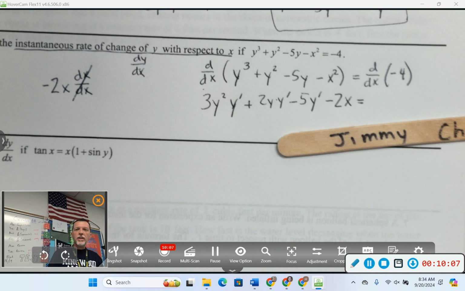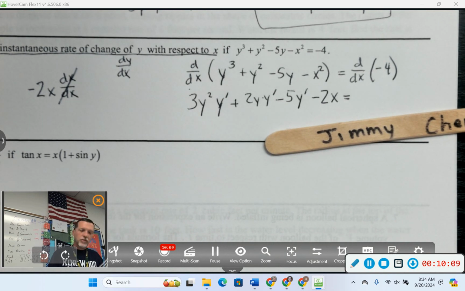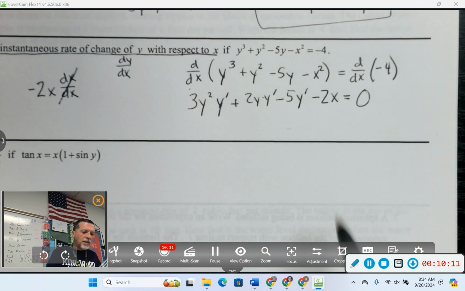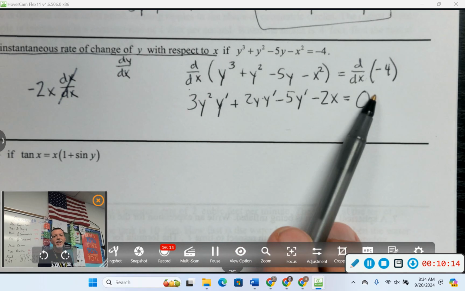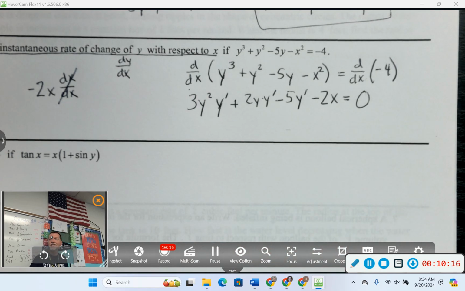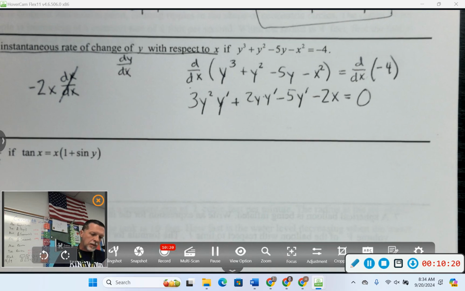Jimmy, how about the derivative of negative 4? 0. Again, that's supposed to be an easy one, but there's people who will get all the hard stuff right and then just leave negative 4 on the other side. Like, oh, so close, you did the hard stuff and you messed up the easy thing.